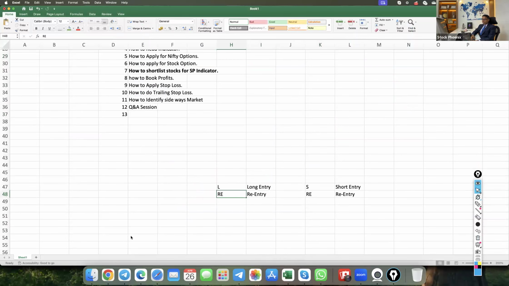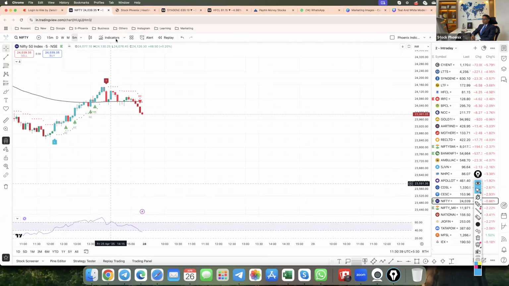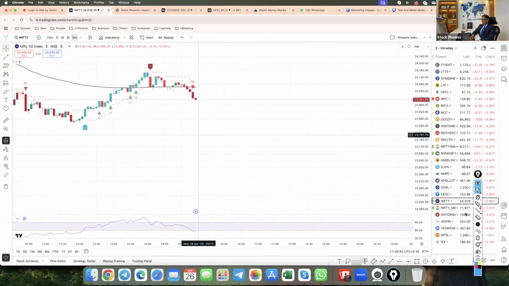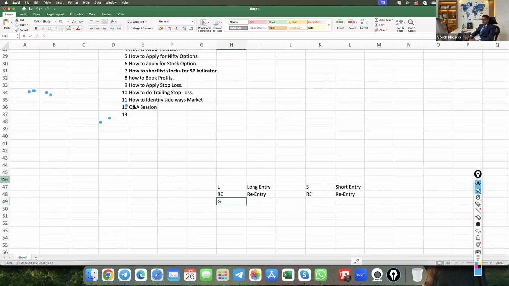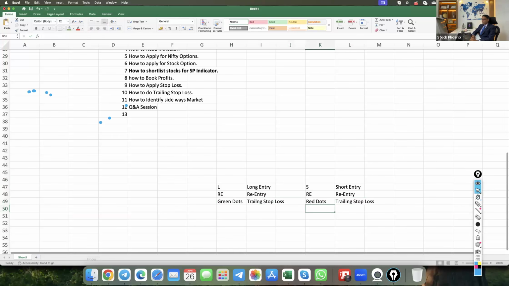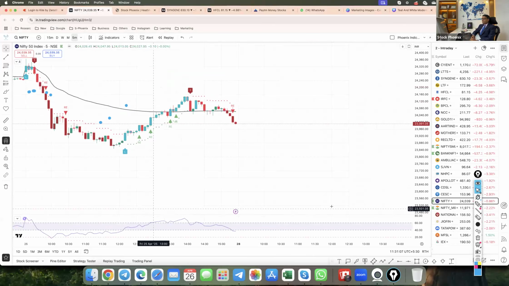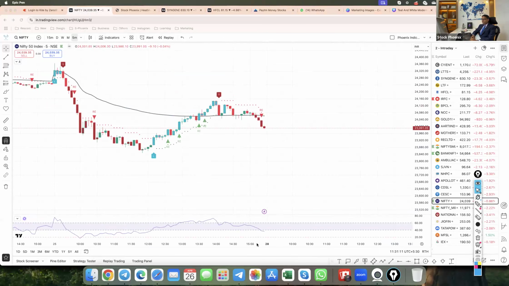Re-entry has been clear. Now the next is: once re-entry has been done, some dotted lines come here, a red dotted line and a green dotted line. This is a trailing stop loss. Green dots are trailing stop loss, and red dots are trailing stop loss. Is it clear? Pretty easy to understand?